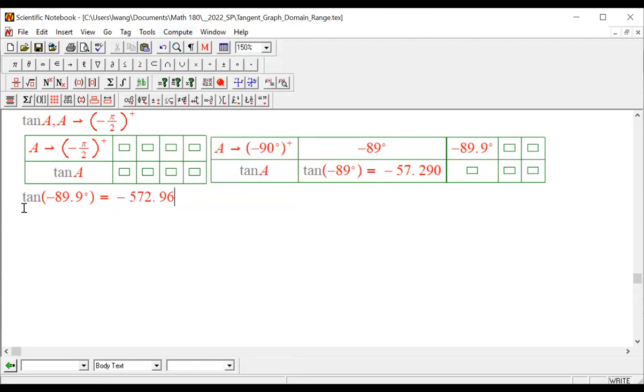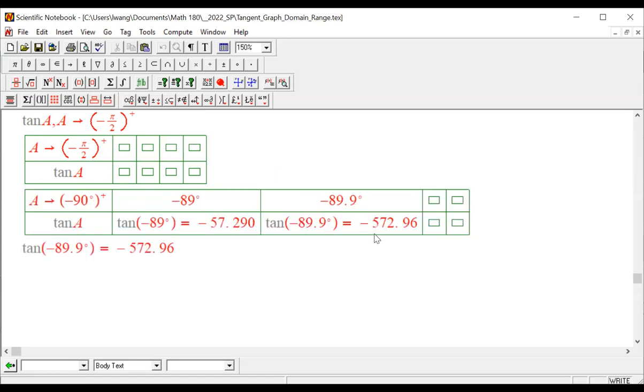There, negative 572, negative 572. Wow, do you see that? Okay, all right. So how about, let's do one last one. Okay, I think we have seen enough, haven't we?